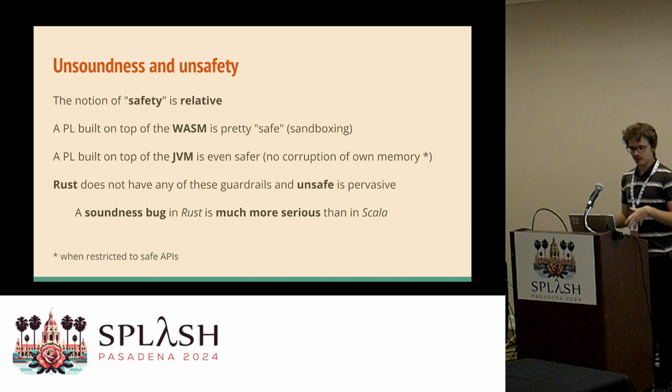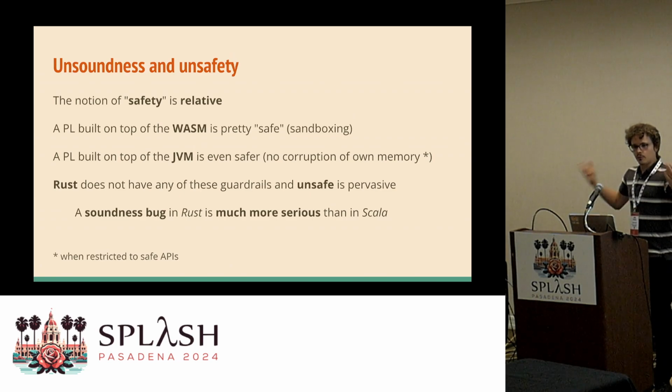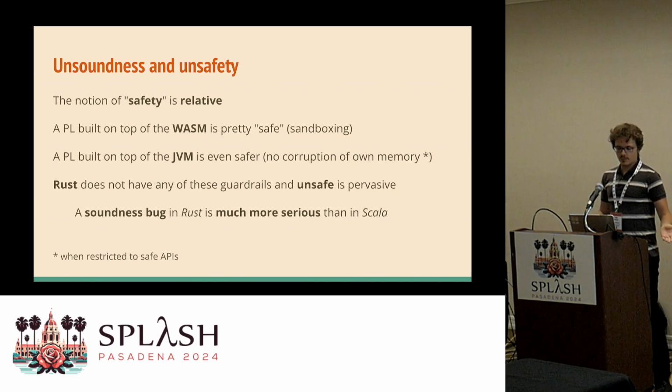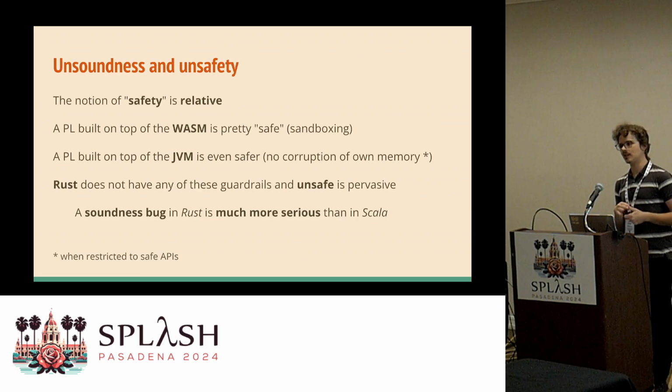On the other hand, if you build your programming language on the Java virtual machine, as long as you don't make use of unsafe APIs, which most Java programs don't do, or at least not directly, and certainly most Scala programs don't do it, then you have even more safety, because the program may no longer corrupt its own memory, right? So it's like a very safe little sandboxed runtime where unsoundness doesn't matter as much, right? Because if your type system is unsound, it's not going to lead to memory corruption and possible vulnerabilities.